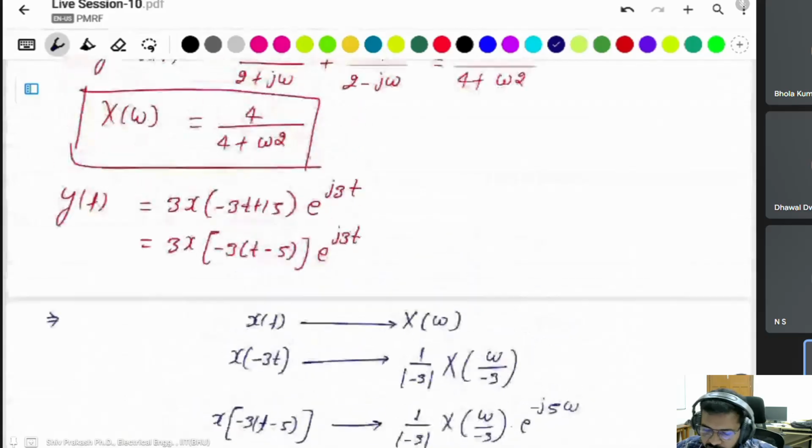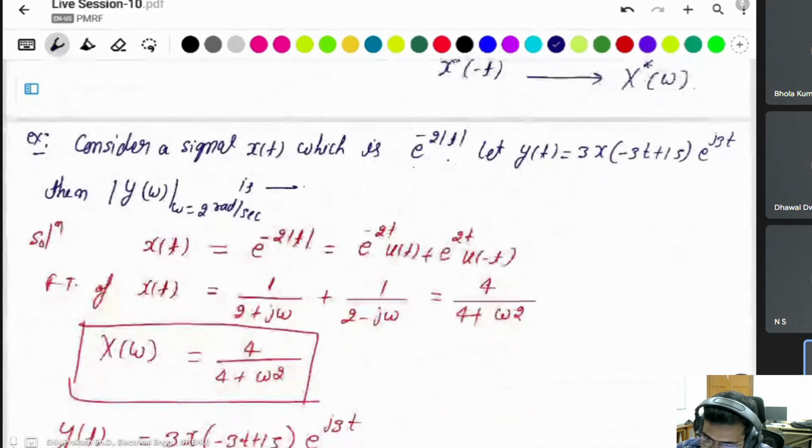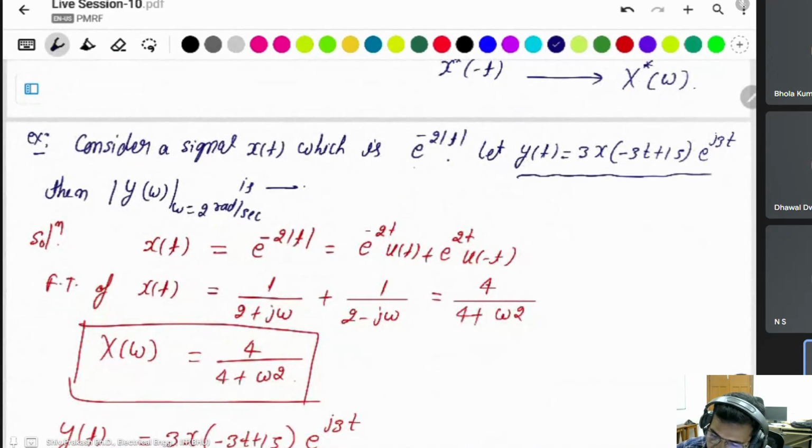Are there any questions? Simply you can use the properties. It looks like a so long question, but take one by one, step by step, by taking the properties.